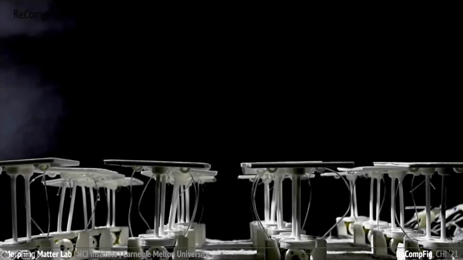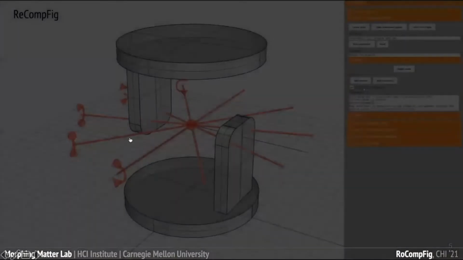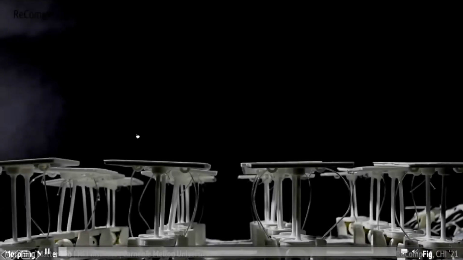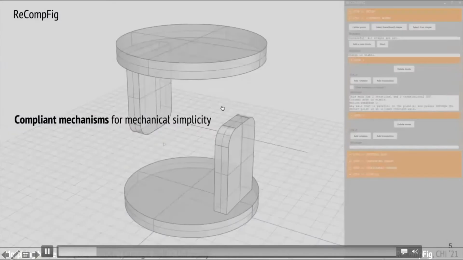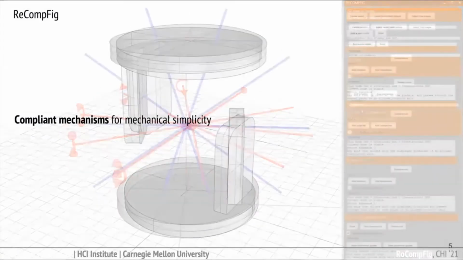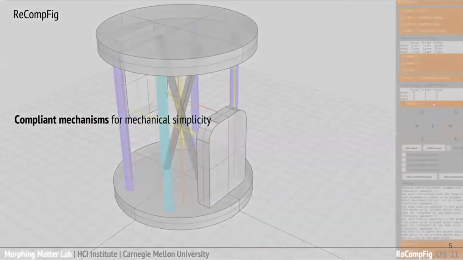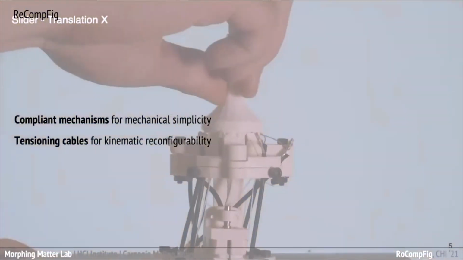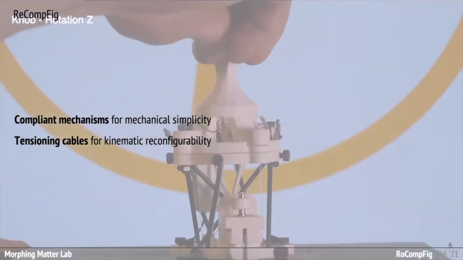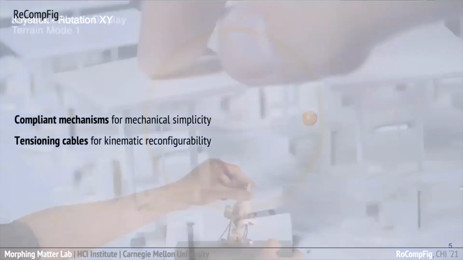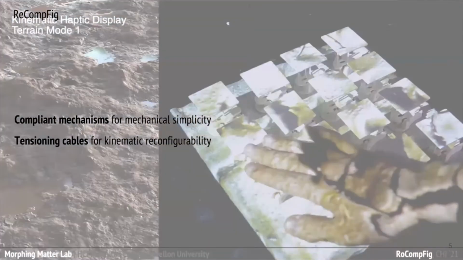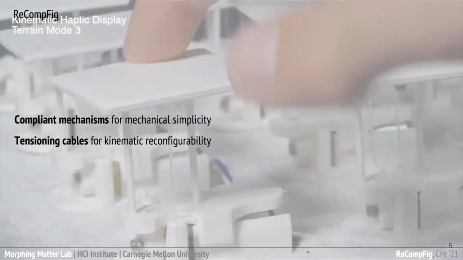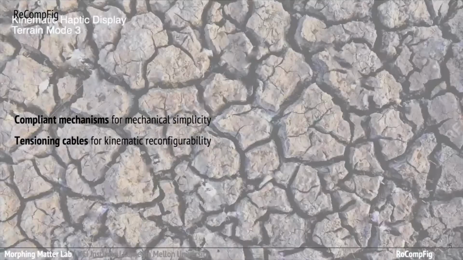So what we're proposing in this project is a method that uses compliant mechanisms to achieve mechanically simple structures. And we're using tensioning cables to make sure that these compliant structures can provide different kinematic affordances when you reconfigure the cables in different ways. So that is what we're doing in this project.